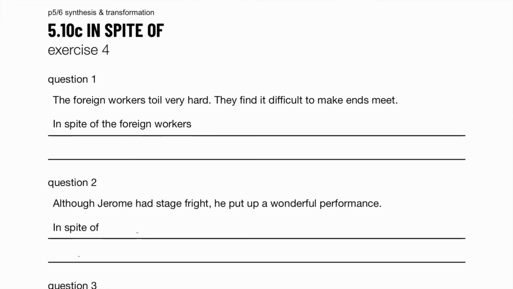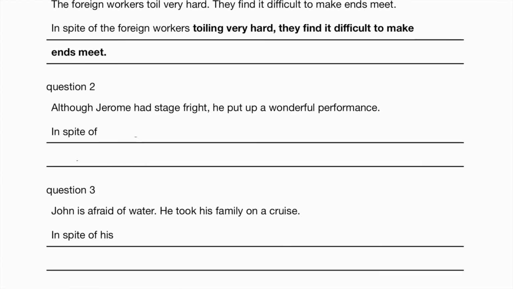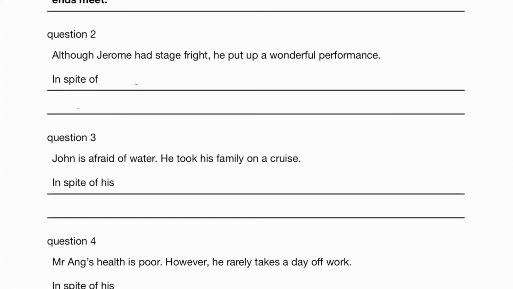Exercise 4. The foreign workers toil very hard. They work very hard. They find it difficult to make ends meet. So hardworking but still not making enough money to be comfortable. So in spite of the foreign workers toiling very hard, comma, they find it difficult to make ends meet. Although Jerome had stage fright, he put up a wonderful performance. So in spite of his stage fright, comma, Jerome put up a wonderful performance.